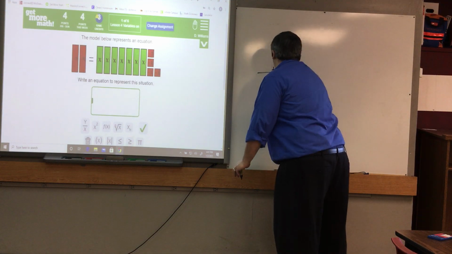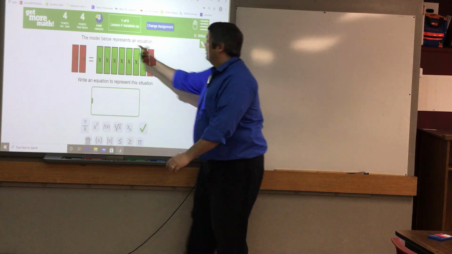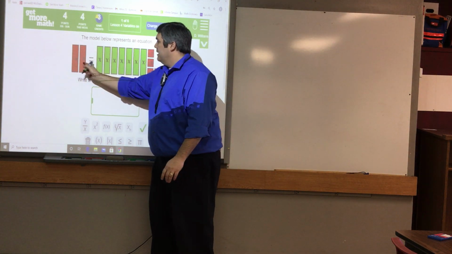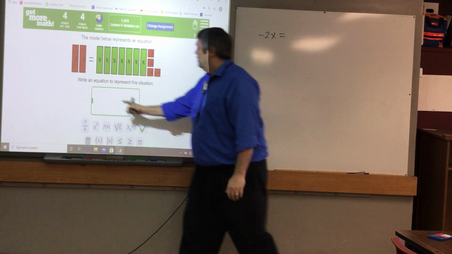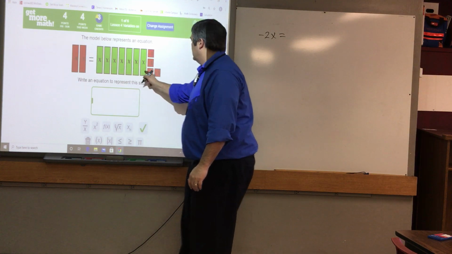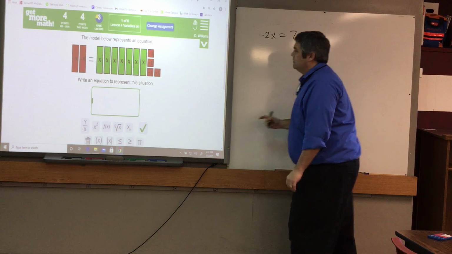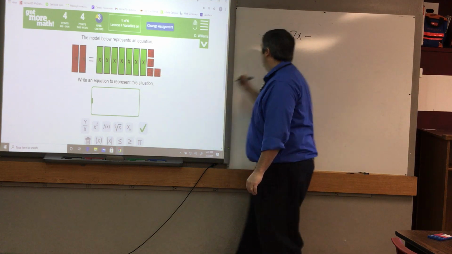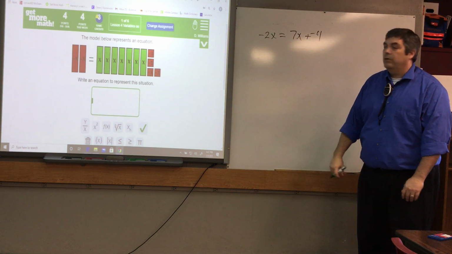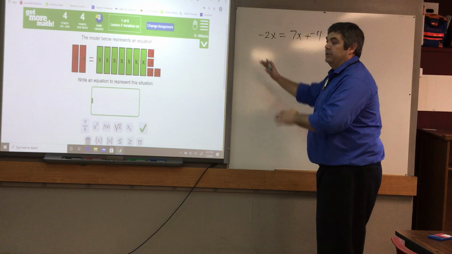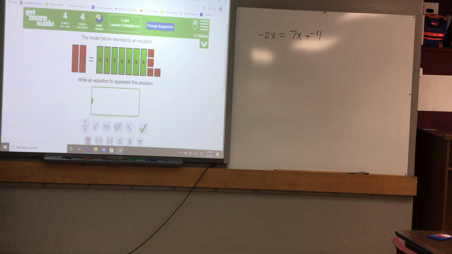All right, so let's set this up again. The model below represents an equation. I got negative 2x on one side equals 1, 2, 3, 4, 5, 6, 7. 7x on this side minus, because I know these are all negatives, 1, 2, 3, 4, minus 4, or plus negative 4. Works the same way either way. Now this one doesn't look near as bad as that last one. We're going to plug this in. Should take either one of these, so let's check to see if it will.